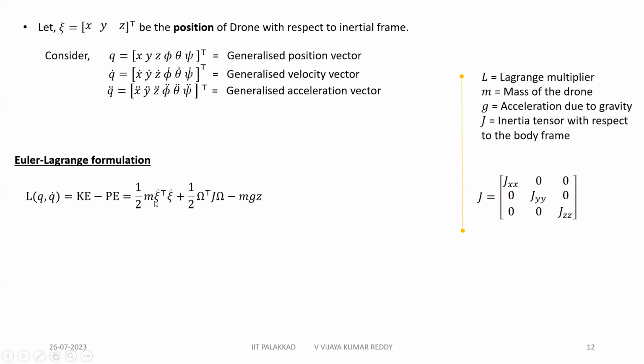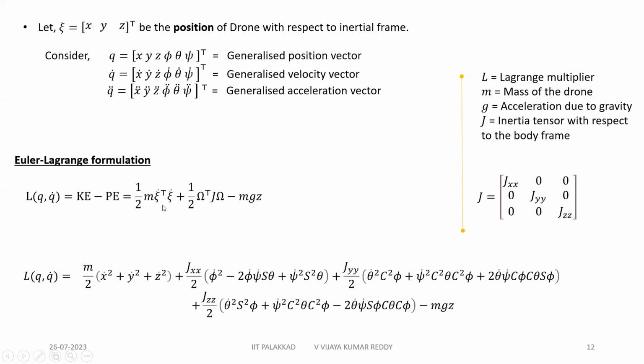Here I'm using J as the inertia matrix, which is a diagonal matrix here. Minus this is the potential energy, the potential energy acting along the z direction. The only element which causes potential energy is the acceleration due to gravity, that's why we write minus mgz. By substituting zeta dot and omega, whatever we derived in the previous slide, we will get this Lagrangian in this form.